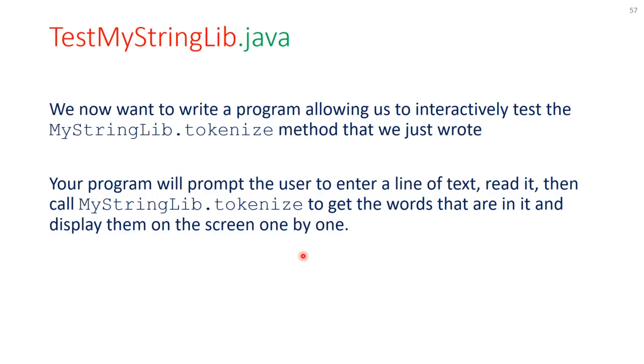And then I want you to have a second Java file, test my string lib.java. And what we're going to do here is just a main method. The main method is going to tell the user, give me a sentence, and read the entire line, so nextLine, to read everything that was typed. Then it's going to pass what it read to that method, tokenize, and get back an array of words, and display on the screen, these are the words that you typed, or something like that, one after the other as we iterate through the array, okay?